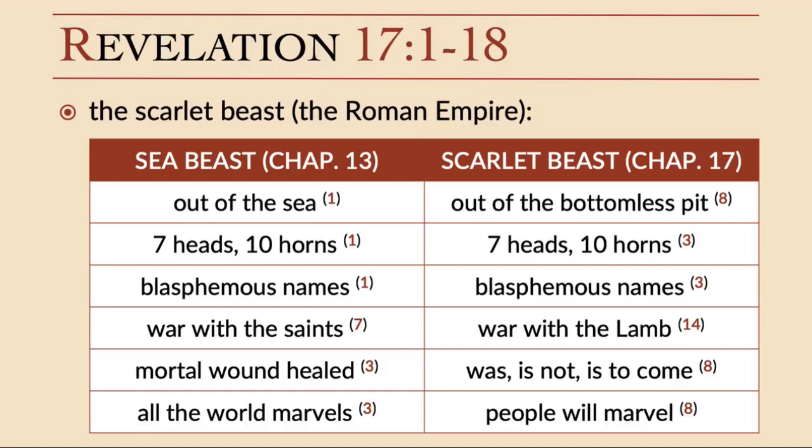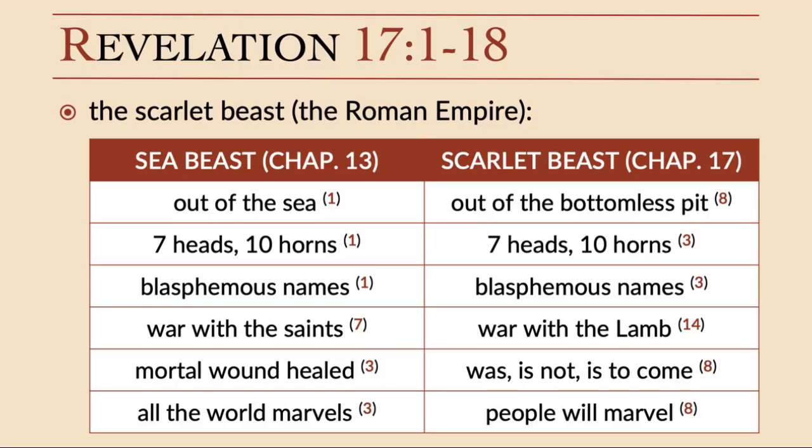Verse 8 of chapter 17, how do people react to the scarlet beast? People will marvel. So what's going on here? In chapter 13, we have the sea beast. Remember, in that part of the book of Revelation, we have 3 characters. We have the earth beast, we have the sea beast, and we have the dragon. We have political power, religious power, and Satan.